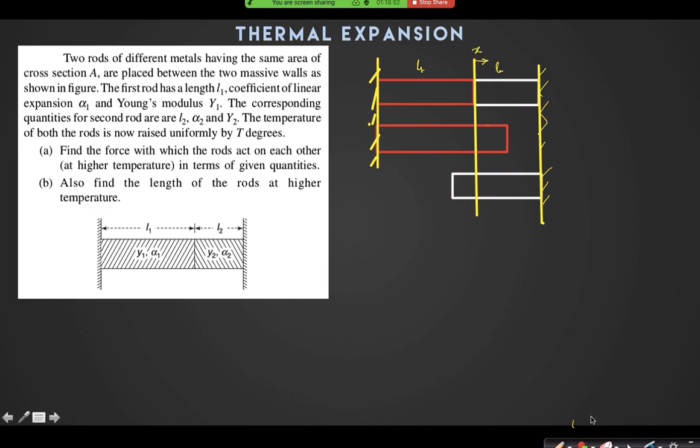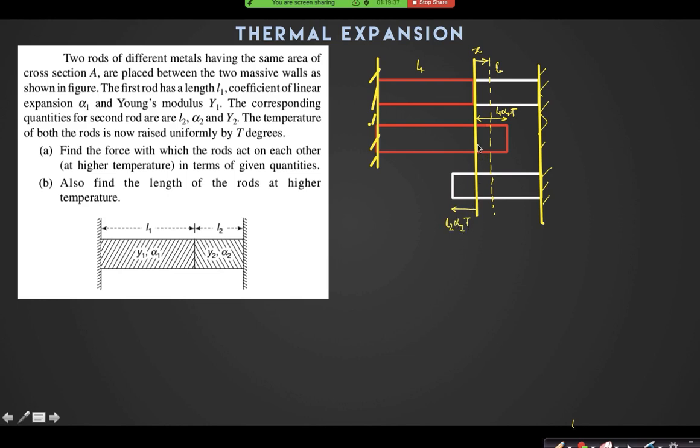So if this junction has shifted by x, let us say that if this end were free to move, then this would have expanded by this length. What is this length? It is L1 alpha 1 into T. And if it were free to move, it would have expanded by this length, L2 alpha 2 into T.